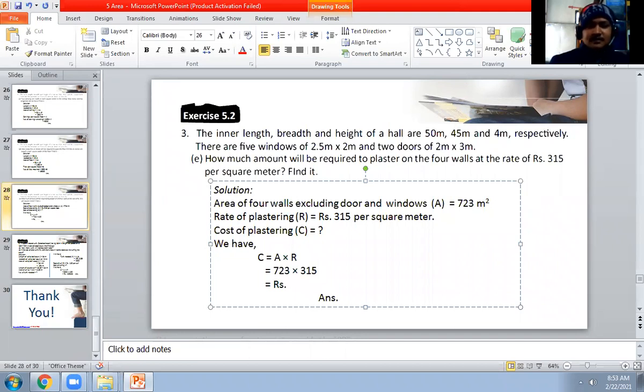2,27,745. 2,27,745. Is this right? Others also multiply this. Yes, sir. It is right, sir. So this is the required answer for question number E of question number 3.